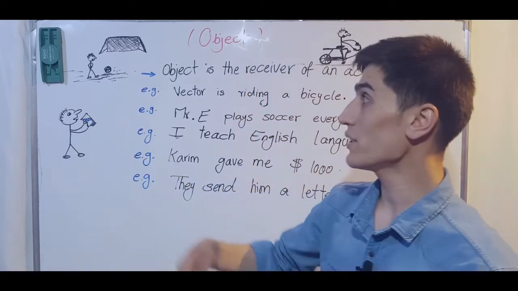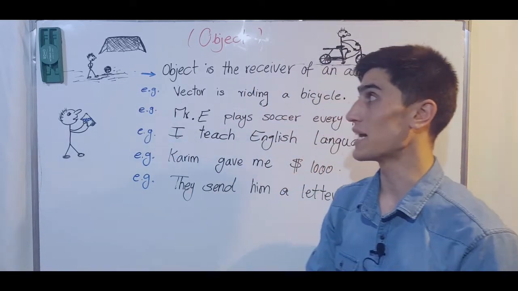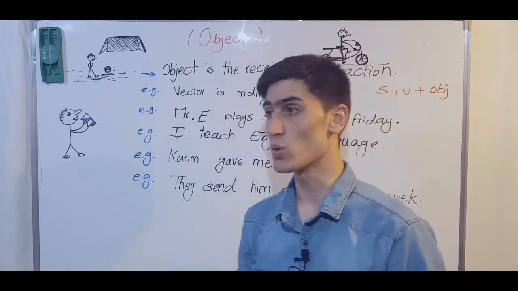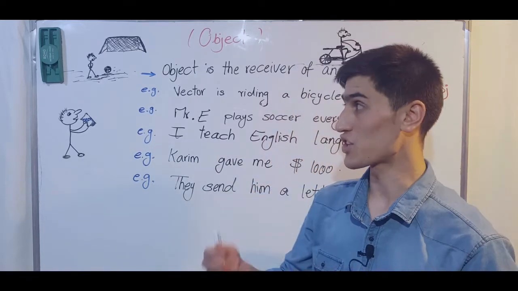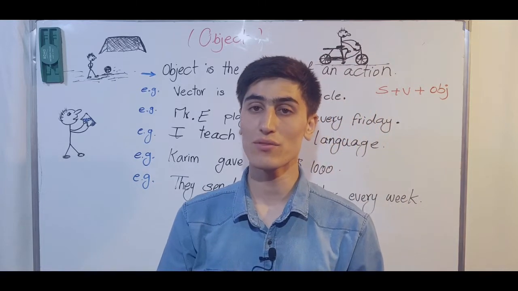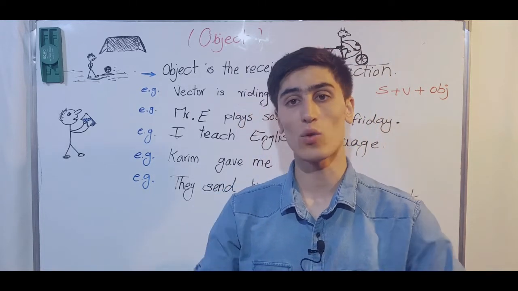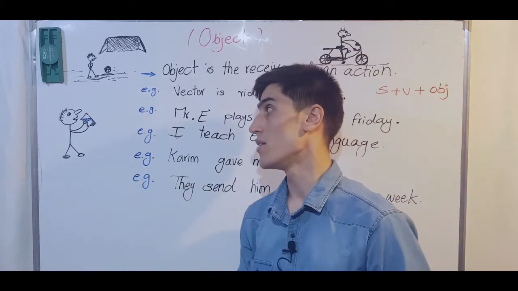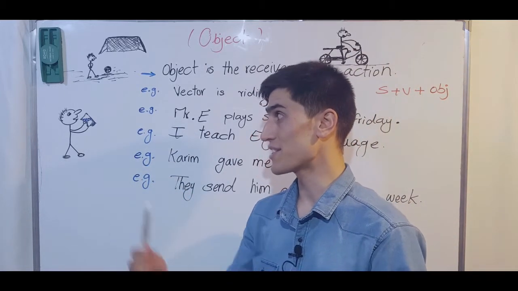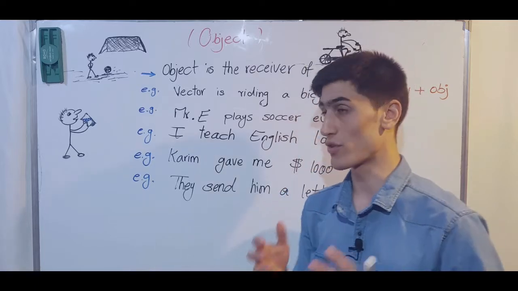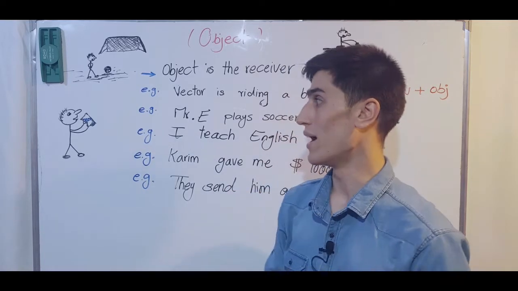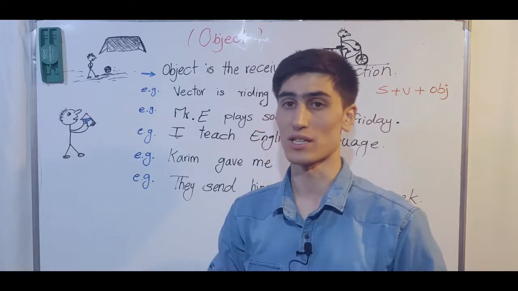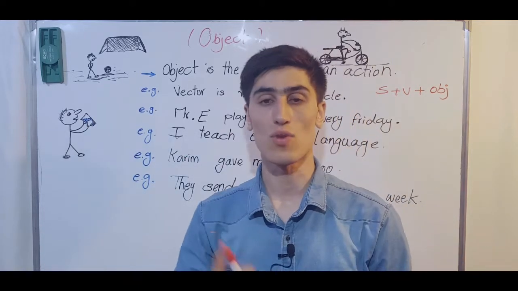Or here we can see Mr. E plays football or soccer. Now, Mr. E is the doer of the action. His action is playing, and the receiver is the soccer, or the game. And here you see Mr. Victor has a glass of water in his hand and he's drinking the water. So Mr. Victor is the subject and water is the object and the action is drinking.